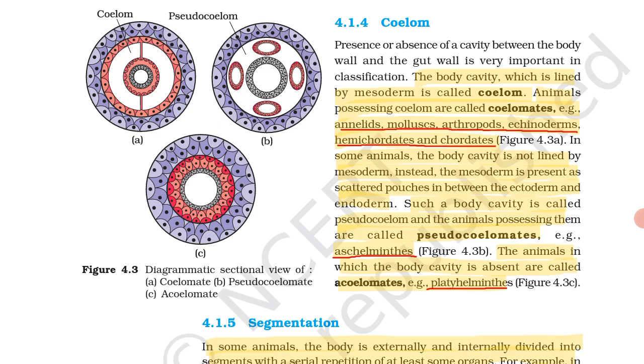The examples of coelomates are Annelida, Mollusca, Arthropoda, Echinodermata, Hemichordata and Chordata. You have to learn all this by heart. Pseudocoelomate examples are Aschelminthes and acoelomate examples are Platyhelminthes. They may ask questions from this diagram too. They may show figure A and ask you to identify it. See the diagram of coelomates. See the diagram of pseudocoelomate, with scattered pouches in the middle layer. And see the diagram of acoelomate, meaning absence of body cavity.